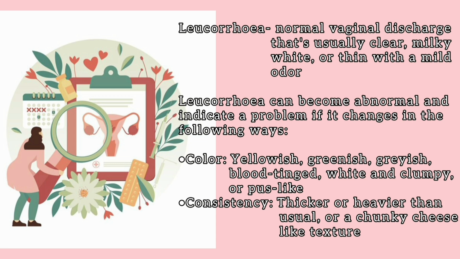Leukorrhea is a normal vaginal discharge that is usually clear, milky white, or thin with a mild odor. Leukorrhea can become abnormal and indicate a problem if it changes in the following ways. Color: yellowish, greenish, grayish, blood-tinged, white and clumpy, or pus-like. Consistency: thicker or heavier than usual, or a chunky, cheese-like texture.